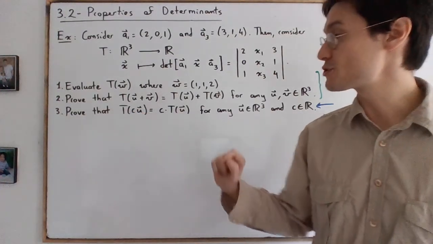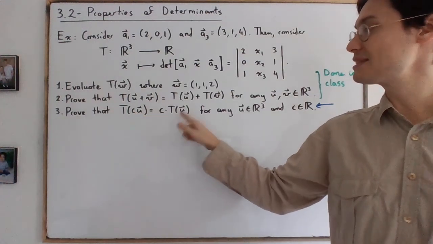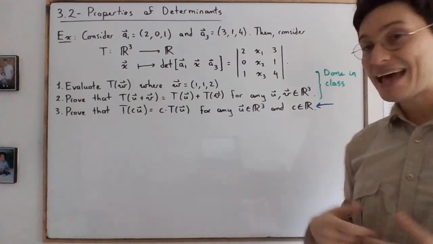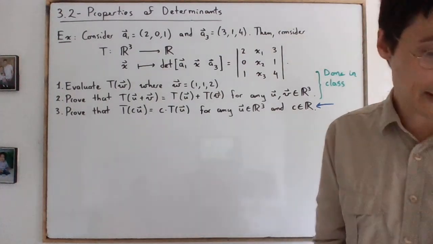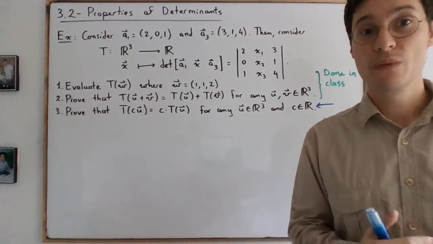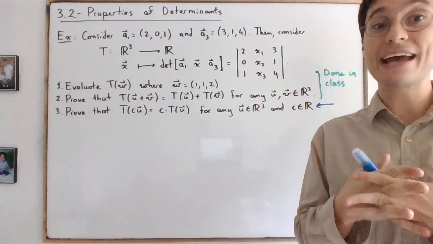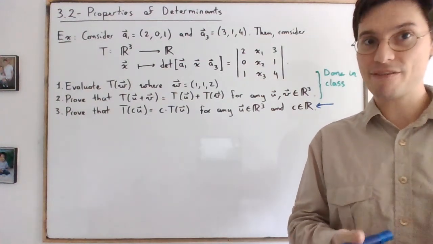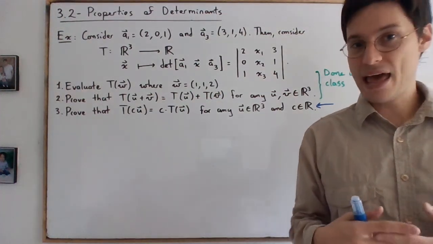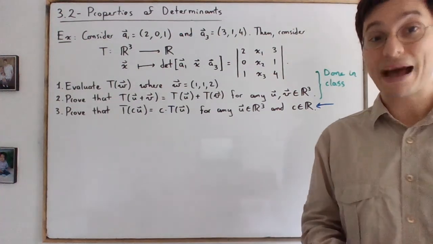So we're doing number 3. We're proving that T of c times u is equal to c times T of u for any vector u in R3 and any scalar c. It works the same way as number 2. You could certainly do it by yourself, and I would strongly encourage you to. Try to get the result using the same method as for number 2, and if you're stuck, then you have this video to back you up.